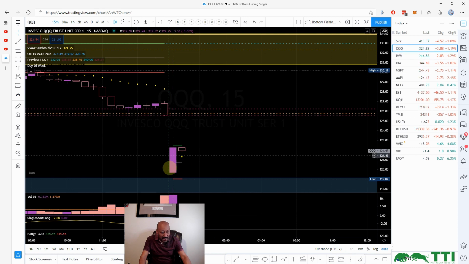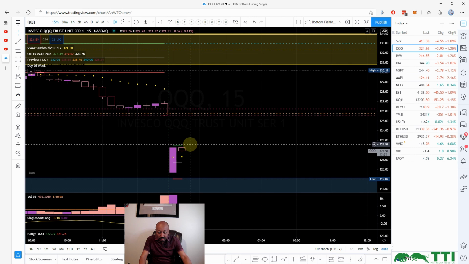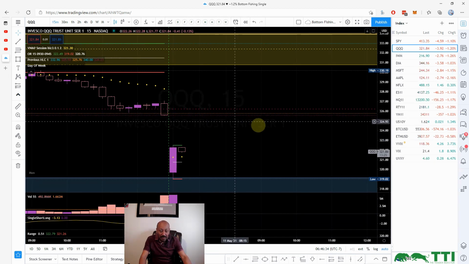Qs, same scenario. We have a gap. We're going to potentially close that gap, 322.50 to 325.50, a $3 move. That's a nice move for a gap play.